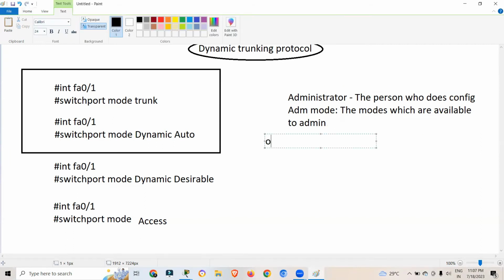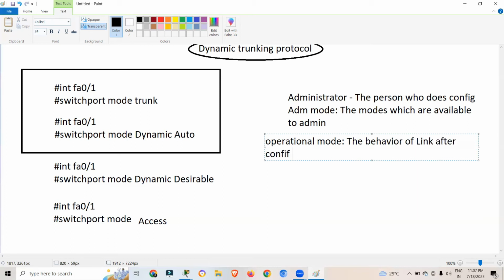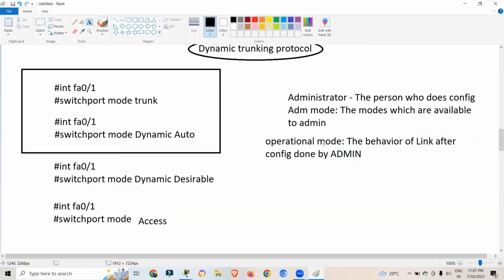What is operational mode? What is the meaning of operational mode? The behavior of the machine or the behavior of the link after configuration done by admin. Now you can see what is the meaning of operational mode.